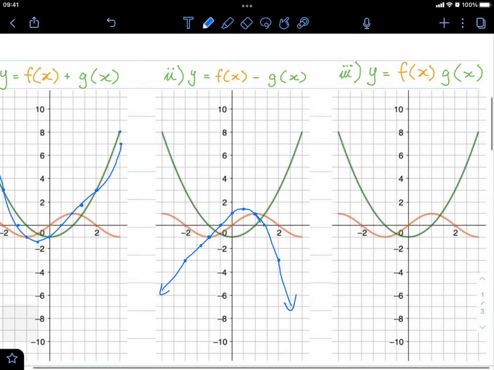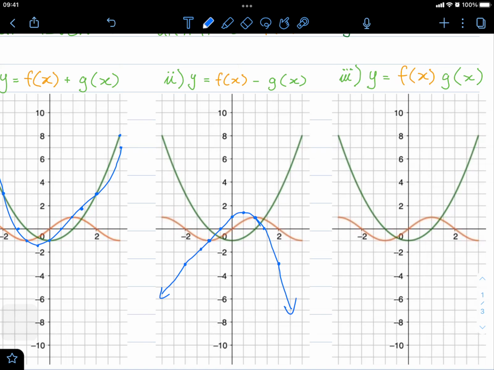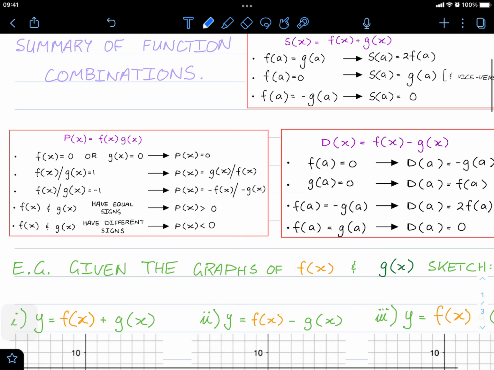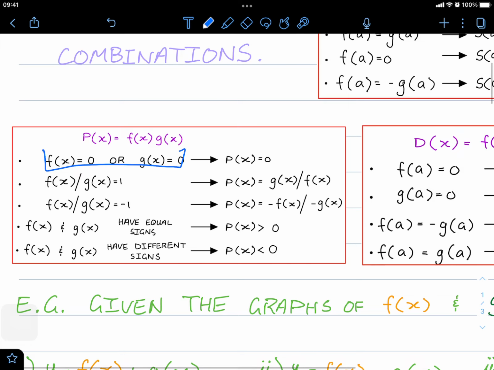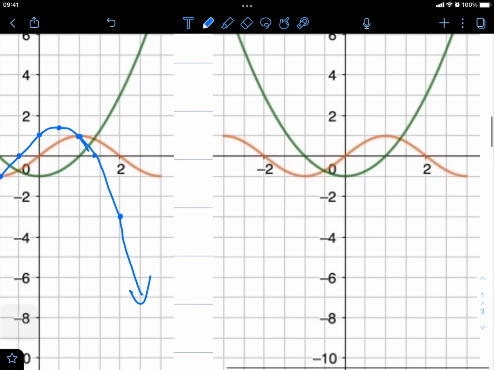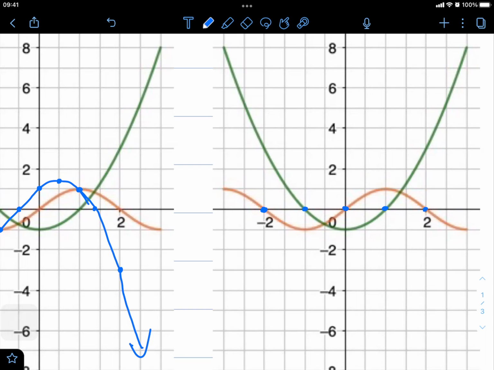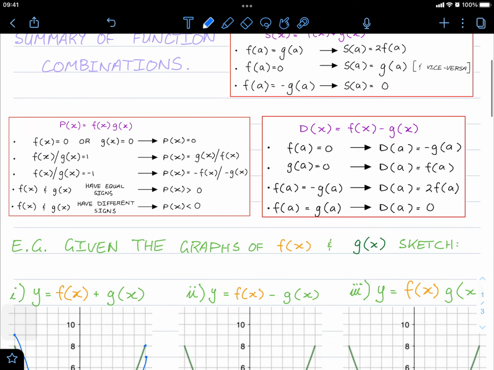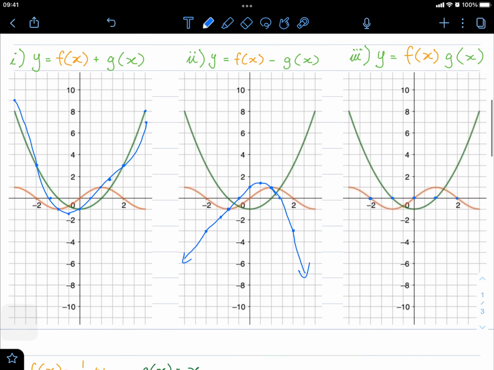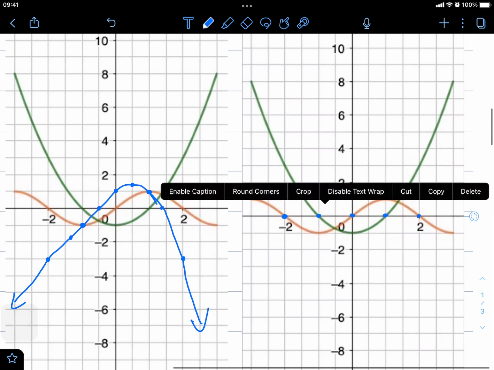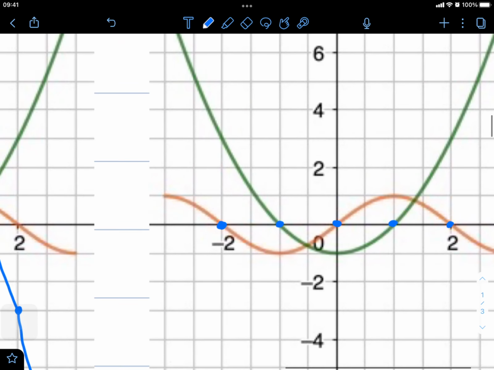Okay, one last one. The product of the two functions. Okay, so for this one, it's a lot easier. Let's find all the zeros first. So zeros on f and g. So it'll be 0 here, here, here, here, and here. All right. Let's find when f is 1. F is 1, whoops. F is 1 at these points.